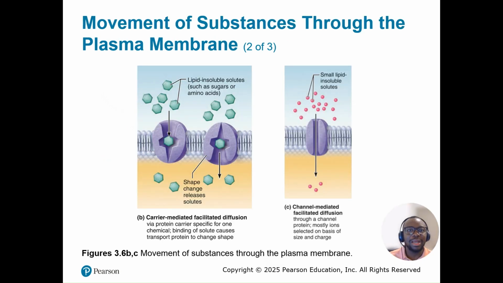This figure shows two types of facilitated diffusion. In figure B, lipid-insoluble solutes from the extracellular fluid move through the plasma membrane using a carrier protein specific for that molecule. Binding of the solute causes the carrier to change shape as indicated here, which facilitates its transport into the cell. Figure C shows channel-mediated facilitated diffusion through a channel protein. Small lipid-insoluble solutes, mostly ions selected on the basis of their size and charge, may diffuse through the plasma membrane in this manner.